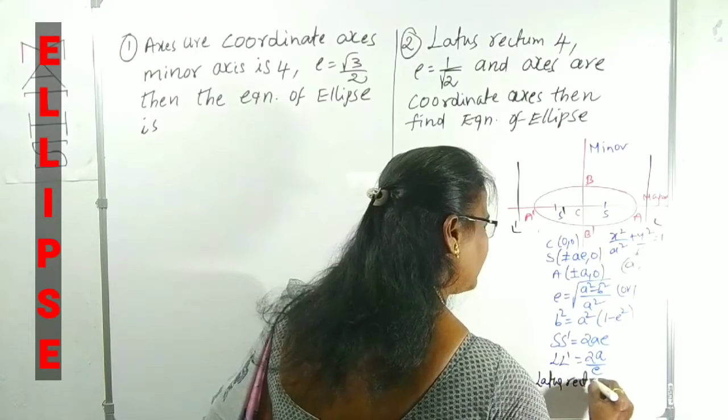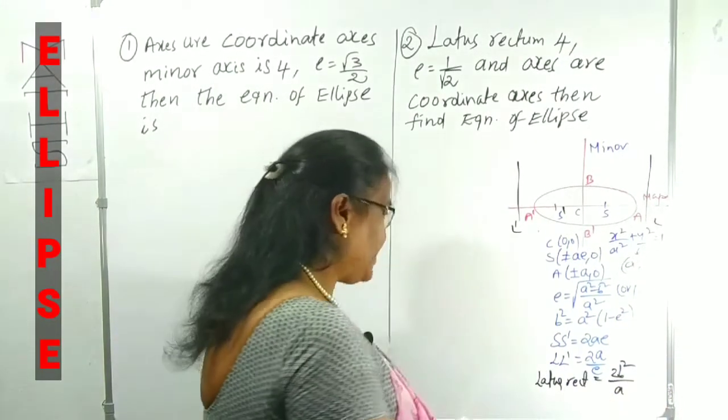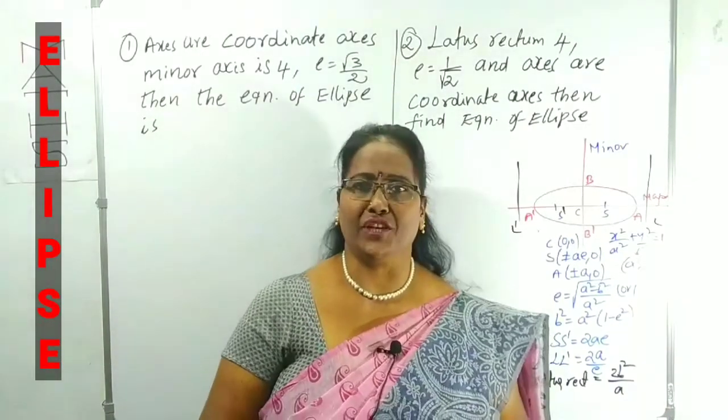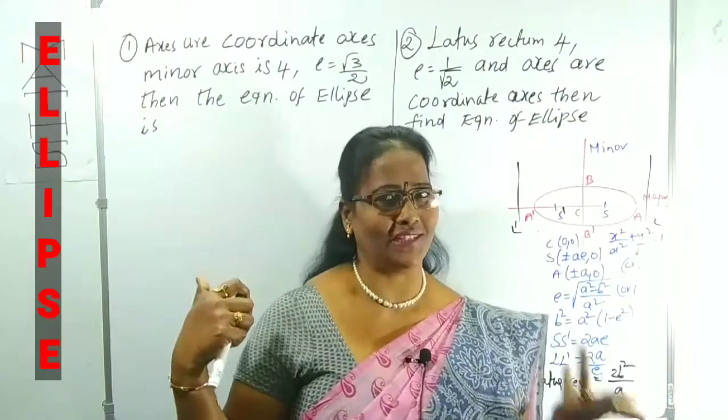Latus rectum length is also important. That is 2b square by a. In case of a less than b, it is 2a square by b. These we have to refer to first of all, to follow these questions easily, right?